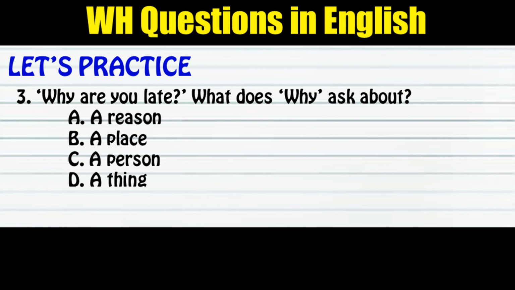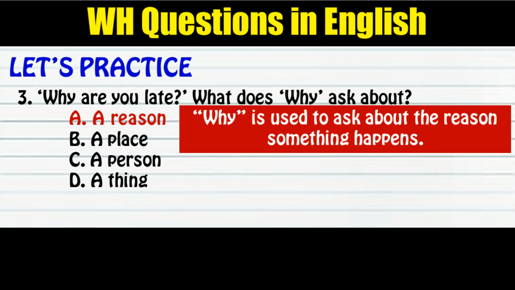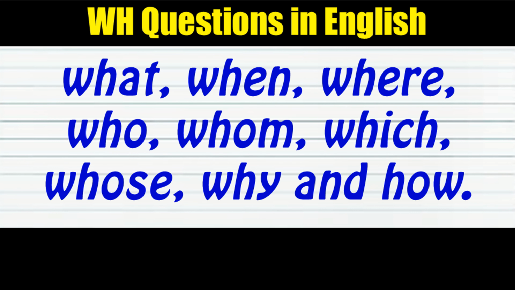Question 3. Why are you late? What does why ask about? A. A reason. B. A place. C. A person. D. A thing. Amazing. The correct answer is A. A reason. Why is used to ask about the reason something happens. Example. Why are you late? Because there was traffic.